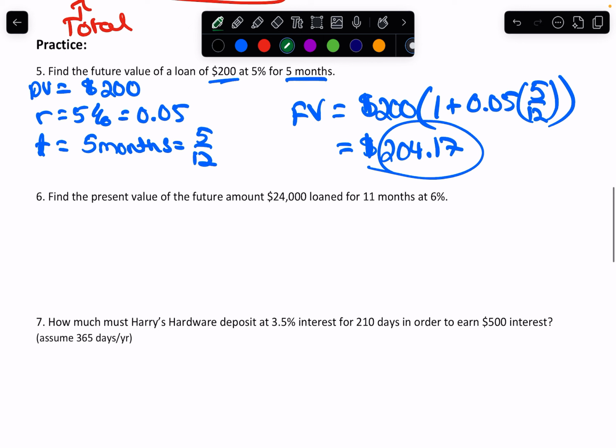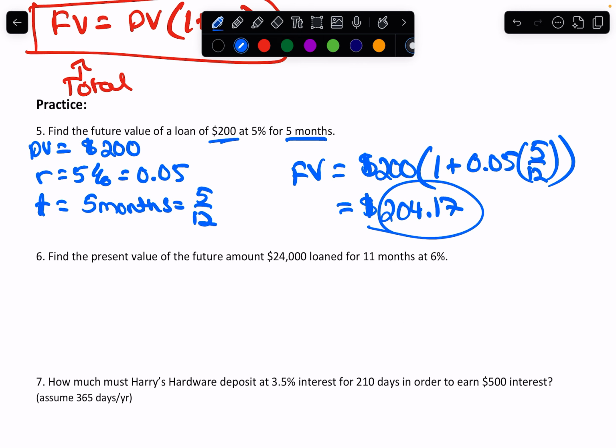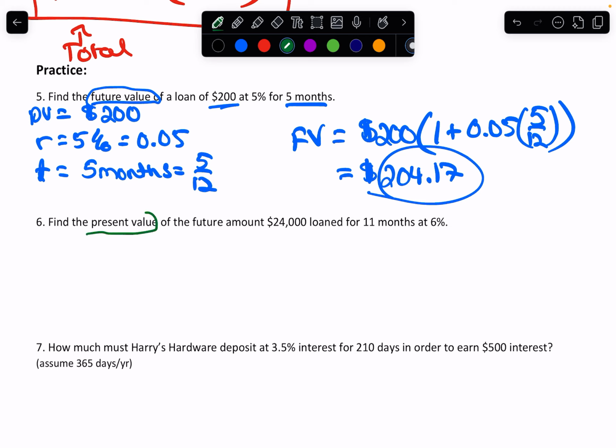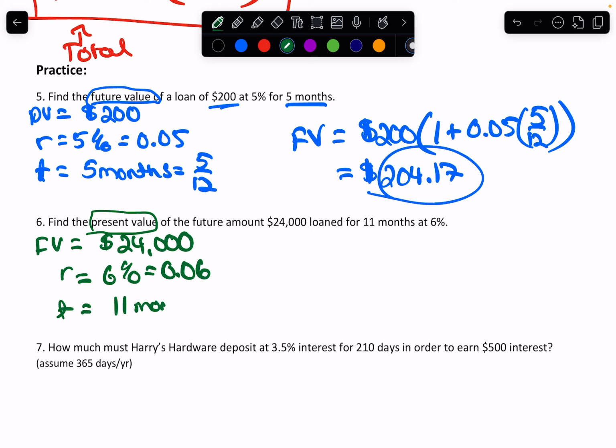Okay, the next one. So again, pay attention now. What is it asking? Here it's asking find the present value of the future amount, $24,000, loaned for 11 months at 6%. So the future value is $24,000. R is 6%, which is 0.06, and then time is 11 months, and that is 11 over 12.